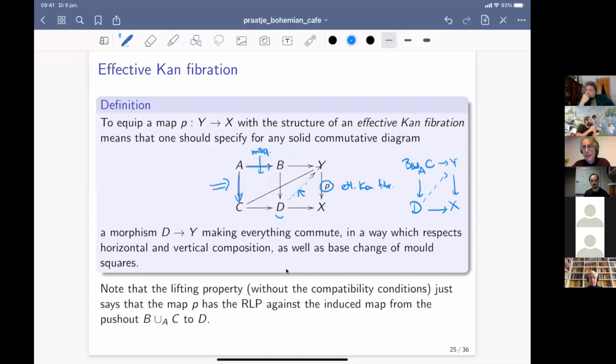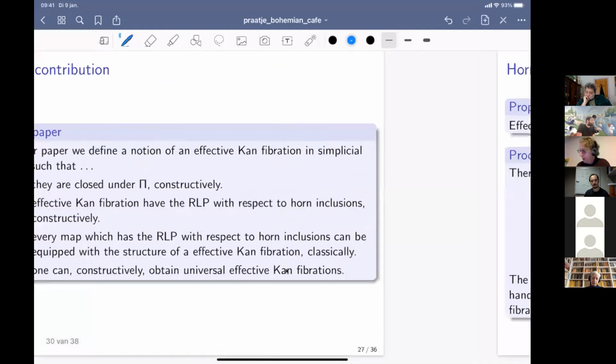Why haven't I stated it like this? Well, because if you do that, then these naturality conditions, the compatibility conditions, look very strange and unappetizing. But if you state it in terms of lifts against mold squares, they look kind of nice and natural. That's basically the point. But it's important to realize that this lifting property against this mold square is just the same problem as the lifting property against this particular inscribed map. Okay.